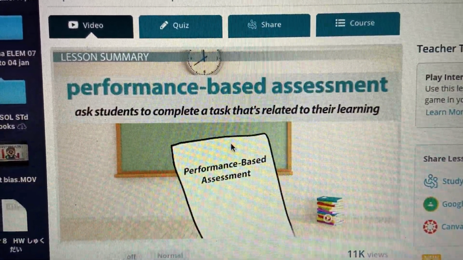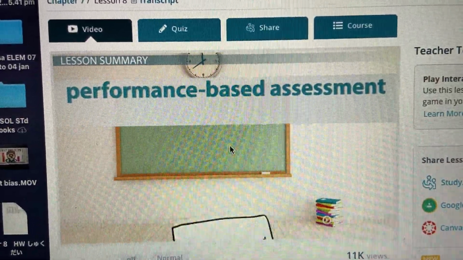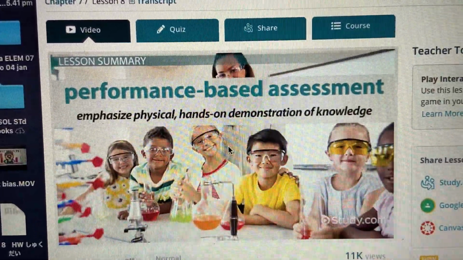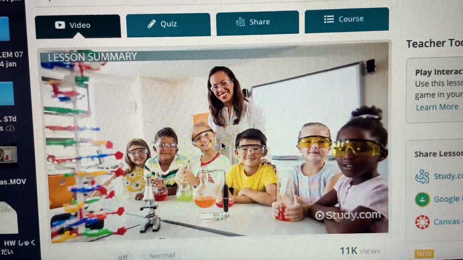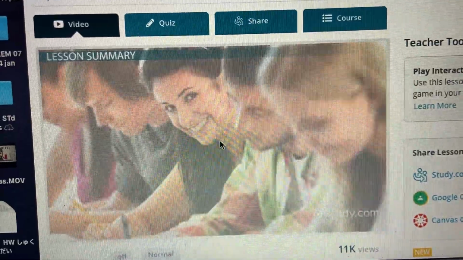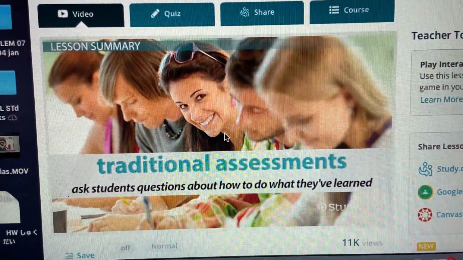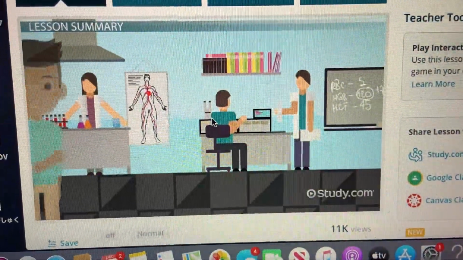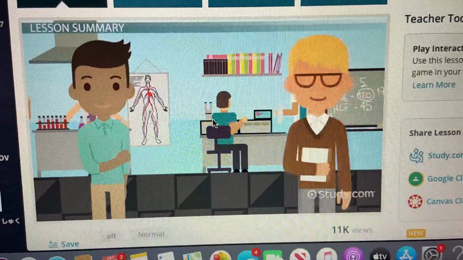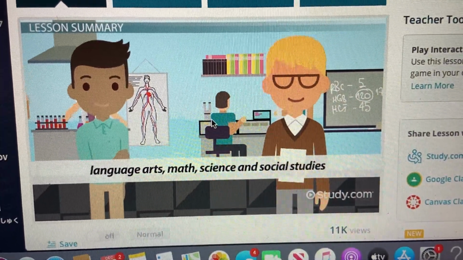Performance-based assessments ask students to complete a task that's related to their learning. They're suitable for ELL students because they emphasize physical, hands-on demonstration of knowledge rather than requiring students to be English proficient. Performance-based assessments differ from traditional assessments that ask students questions about how to do what they've learned. There are many ways to assess ELL student understanding by using performance-based assessments in language arts, math, science, and social studies.